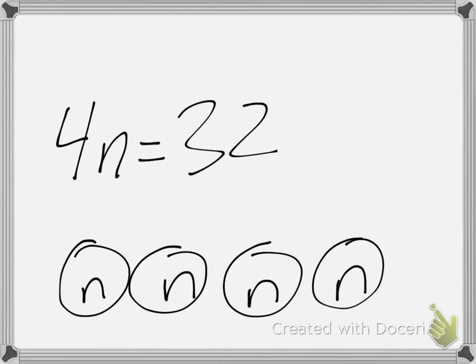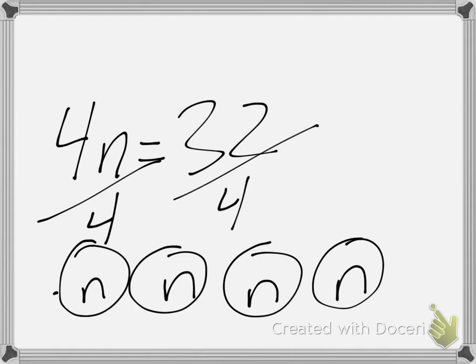You have to divide 32 by 4. Okay, so we have to divide the groups by 4 first. So we want to be able to get a single n by itself. If we have 4 groups of something, in order to figure out how much is in one group, we divide by whatever the amount of groups is, right? So we're going to divide by 4, and what we do to one side, we do to the other.